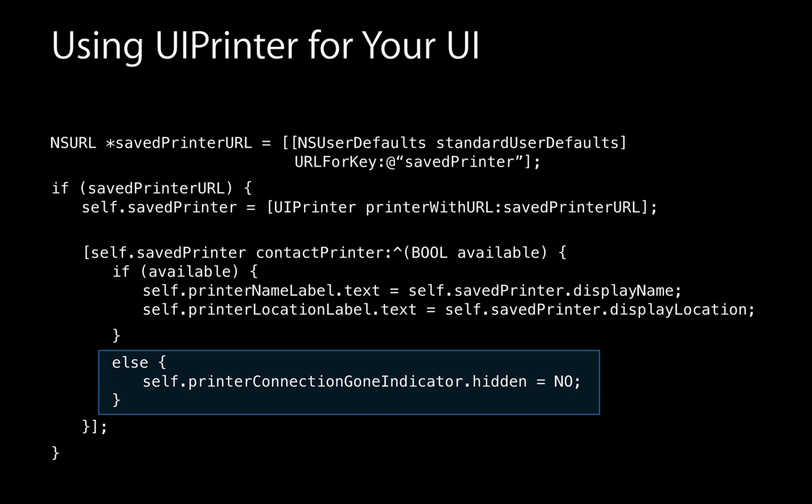If the printer is not available, we'll have some connection gone indicator in our app. This is how you do it. So if it was like a little red indicator to tell users that the printer's not available, this is how you do that.